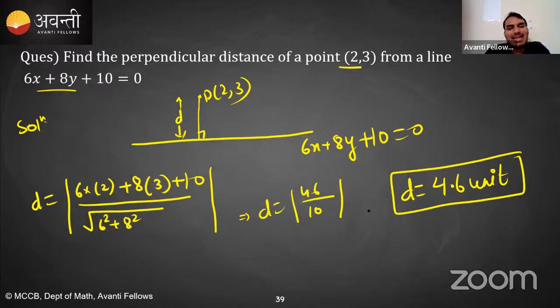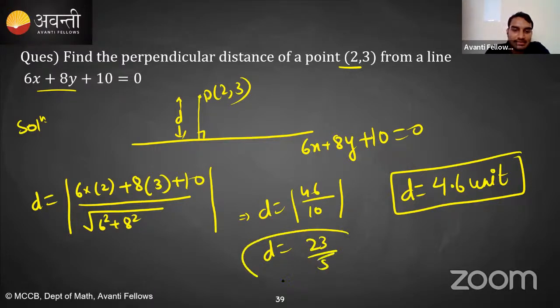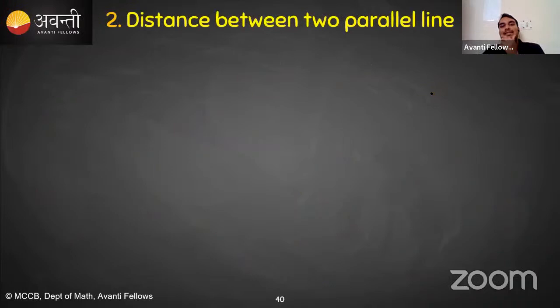Is this clear? Usually we don't write decimals, I would prefer a fraction, I just wrote it like this. The distance is 23/5. Now you understand how to find the distance of a point from a line. Just replace your x, y with the point, and take the square root of a square plus b square in the denominator. That's it. Clear?